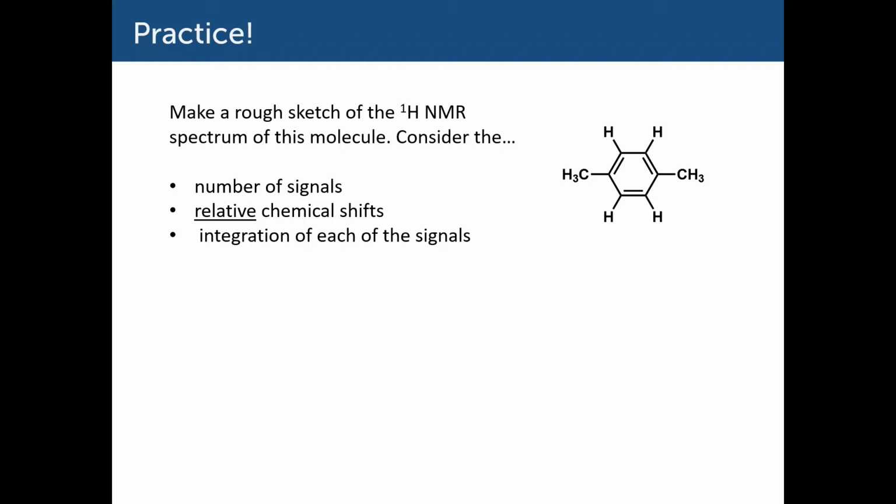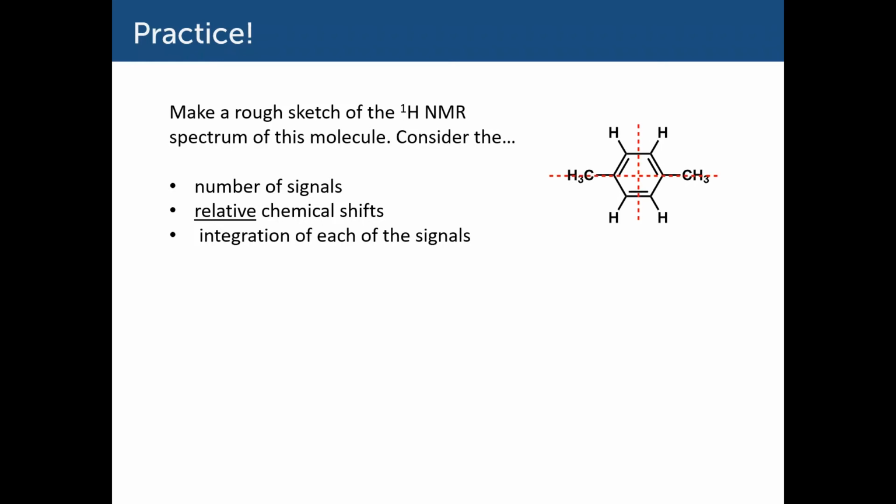So for the hydrogens that you think are giving a specific signal, which ones are they on your sketch? And then I want you to actually write the integration for each of the signals, right? So basically, we need a number for the integration, some relative chemical shifts, like upfield, downfield, and then the number of total signals, right? So pause your video, answer these 3 questions, and then make your sketch.